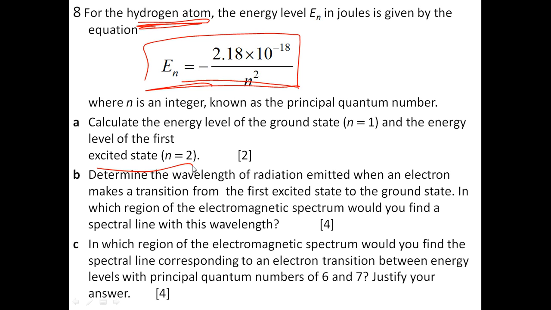where n equals 2. B. Determine the wavelength of radiation emitted when an electron makes a transition from the first excited state to the ground state. In which region of the electromagnetic spectrum would you find a spectral line of this wavelength? C. In which region of the electromagnetic spectrum would you find the spectral line corresponding to an electron transition between energy levels from quantum number 6 to 7? Justify your answer. Okay, let's solve part A first.